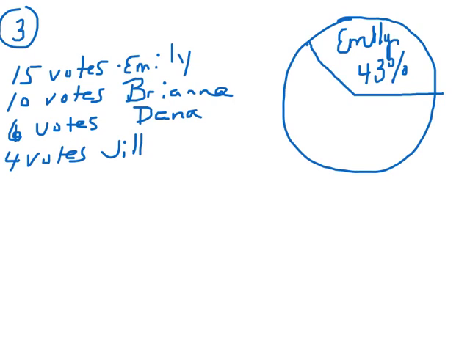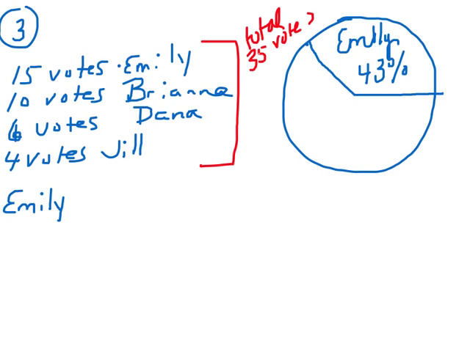Okay, so let's start with Emily. They already did it for us, but let me show you how they did that. First of all, we need to know the total votes. So let me total them up here. If I add 15 and 10, that's 25. 6 and 4 is 10 more. That's going to be a total of 35 votes.